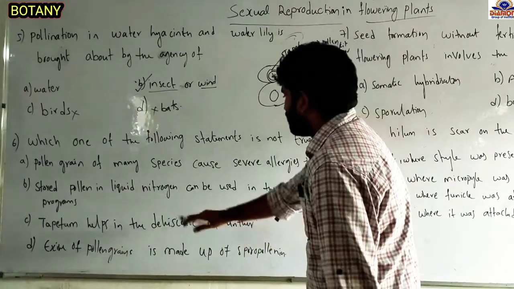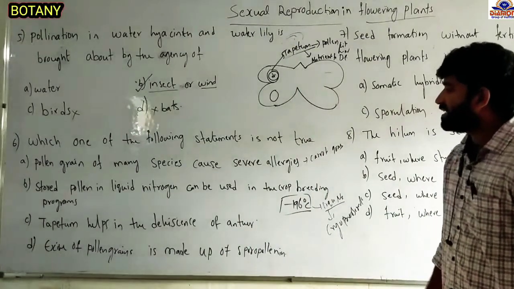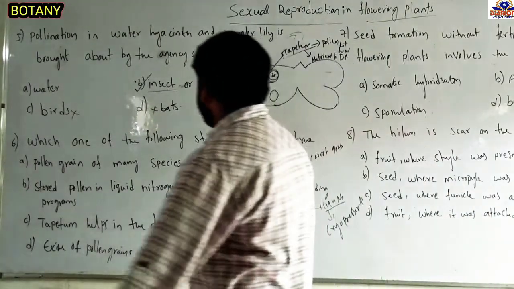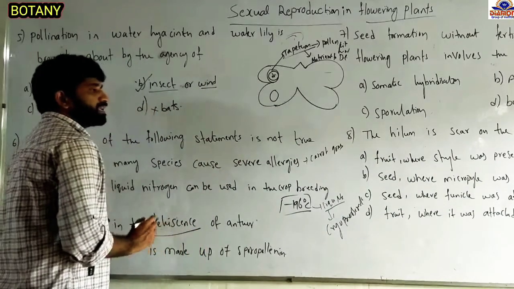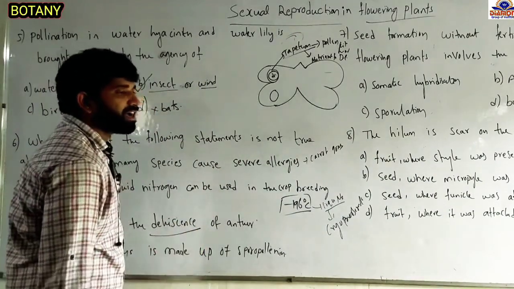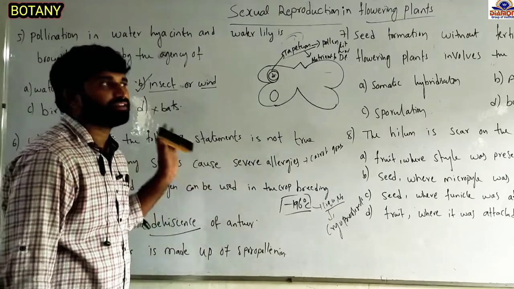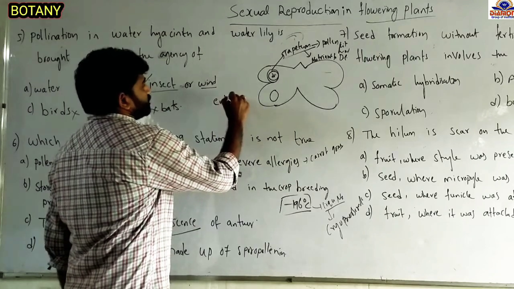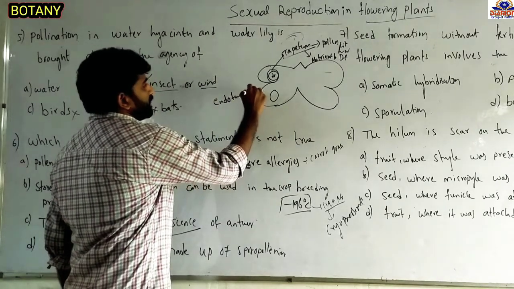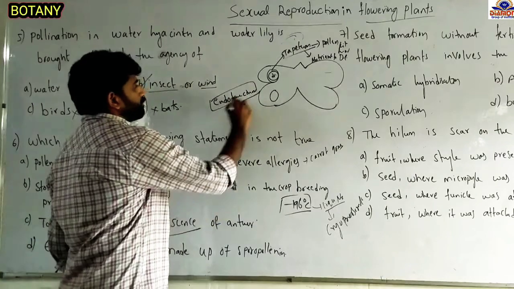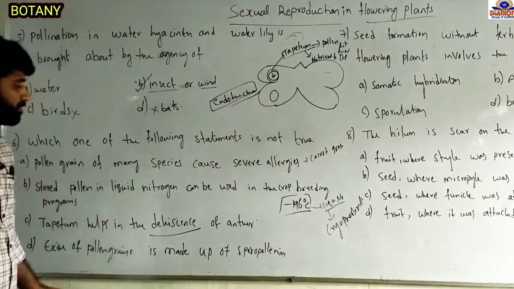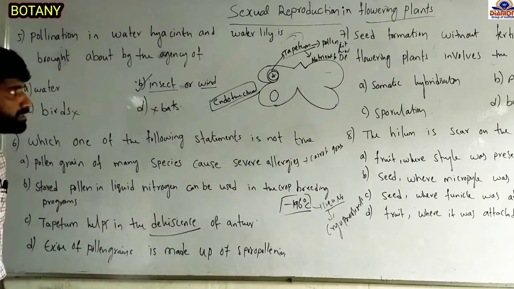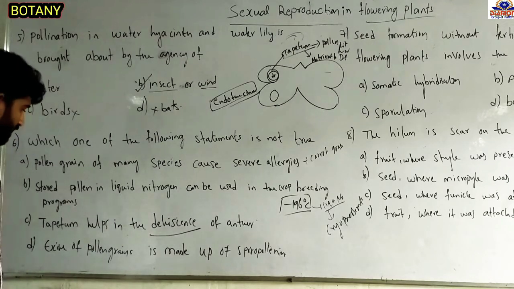Now, does the tapetum help in the dehiscence of the anther? Dehiscence means breakdown or rupturing of anther walls. To release the pollen grains, dehiscence of the anther occurs by the endothecium cells. The endothecium is involved in the dehiscence of the anther. The tapetum does not act in dehiscence of the anther. The tapetum is a nutritive tissue. It provides food material for the development of pollen grains.